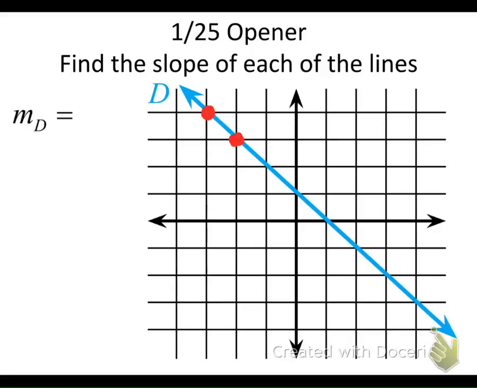Now remember, rise, you can count up or down. Well, in this case, I'm going to have to go down. If I count down, it's going to be a negative number, so I go down 1. So my rise is going to be negative 1. Then my run, I count over, and it's going to be a positive 1. So the slope of line D is going to be negative 1 over 1.